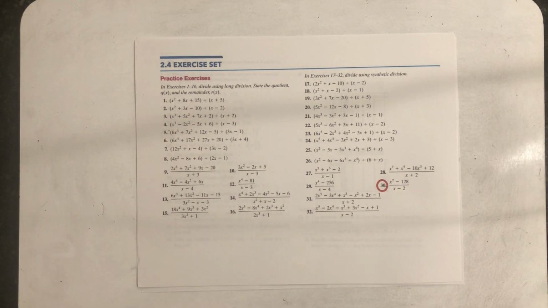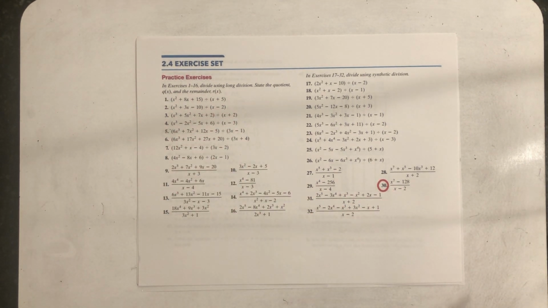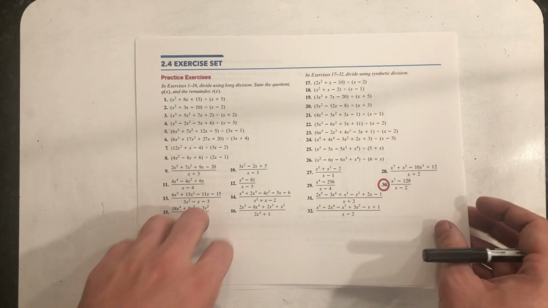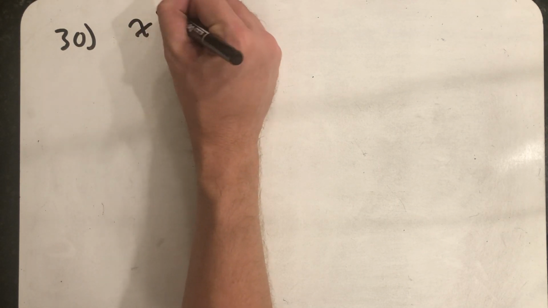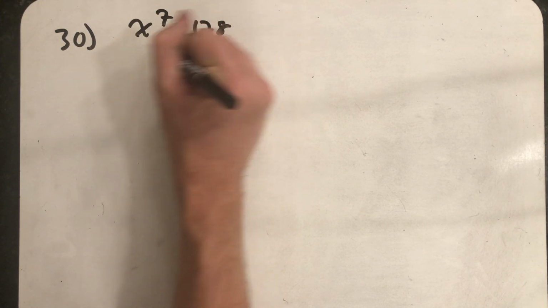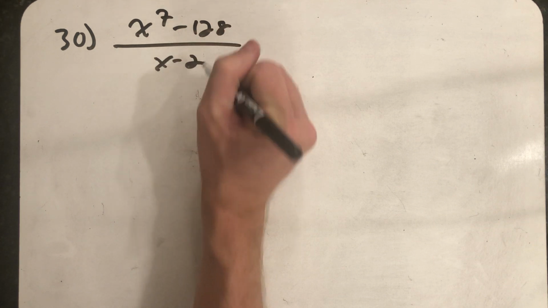This is probably where the exercises start for section 2.4. Embarrassingly, I didn't write down the page number, but you can find these problems in the textbook in section 2.4. Let's just do problem number 30 here. The instructions are just divide using synthetic division. Problem number 30 says x to the 7th minus 128 all over x minus 2.